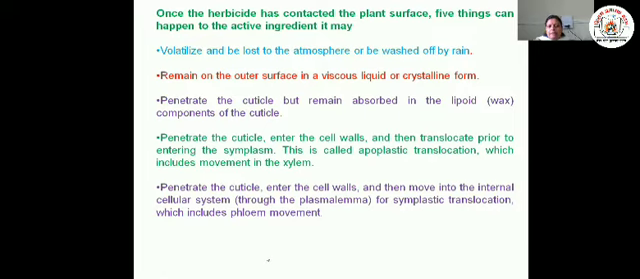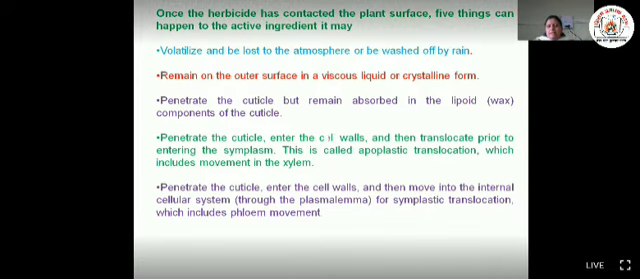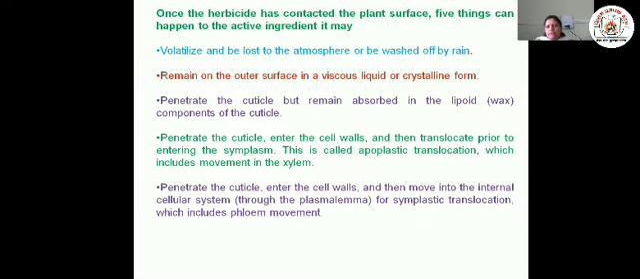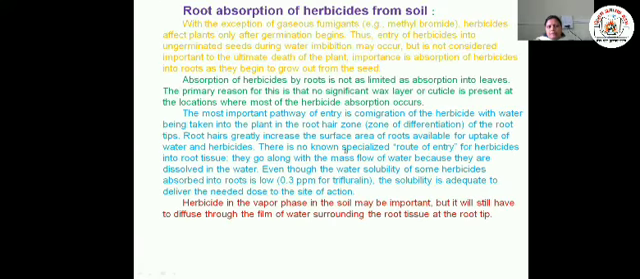Then they penetrate the cuticle and enter the cell wall, and then translocate prior to entering the symplasm. This is called apoplastic translocation, which includes the movement in the xylem. And next, they penetrate the cuticle and enter the cell wall, then move into the internal cellular system for symplastic translocation, which includes the phloem movement. Already we learned this, apoplast, symplast. Okay. This is about the absorption.